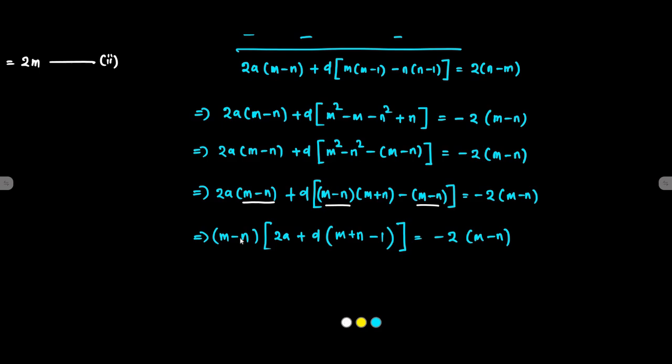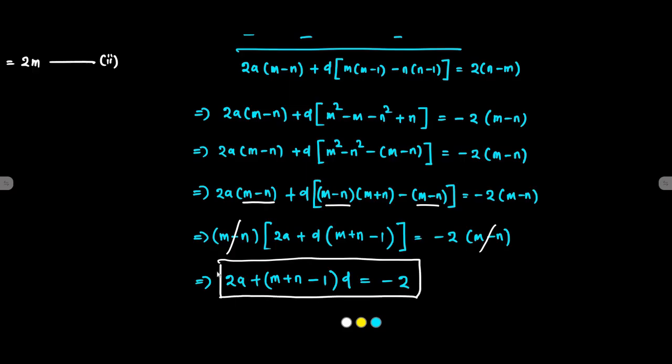Now we cancel m minus n on both sides. So we have 2a plus (m plus n minus 1) into d is equal to minus 2. Okay, 2a plus m plus n minus 1 into d is equal to minus 2. This is the important relationship.